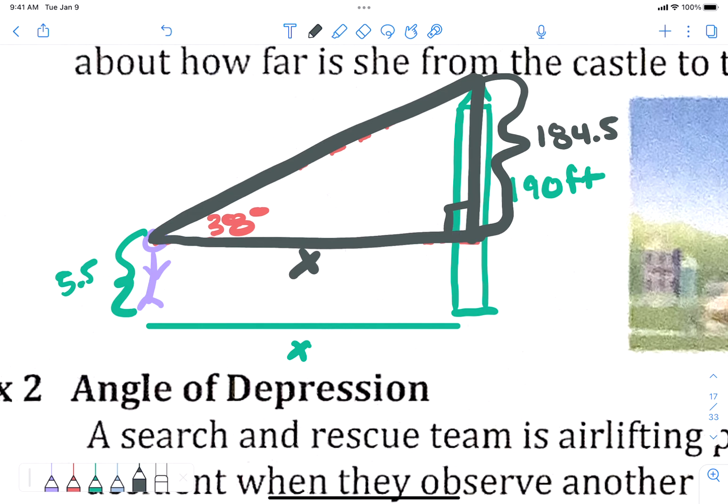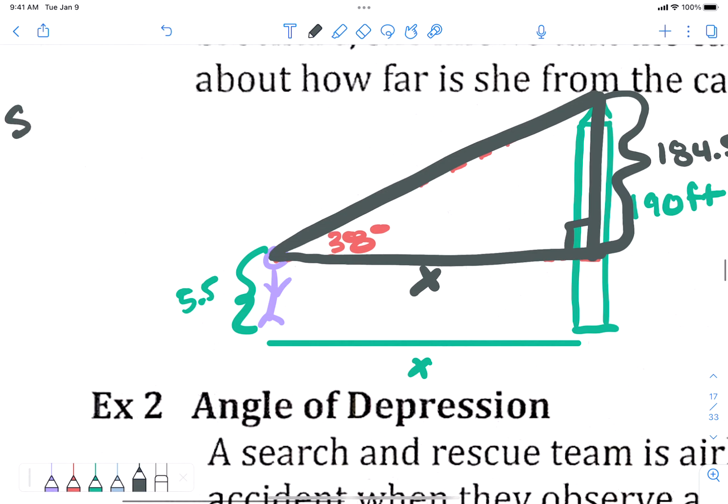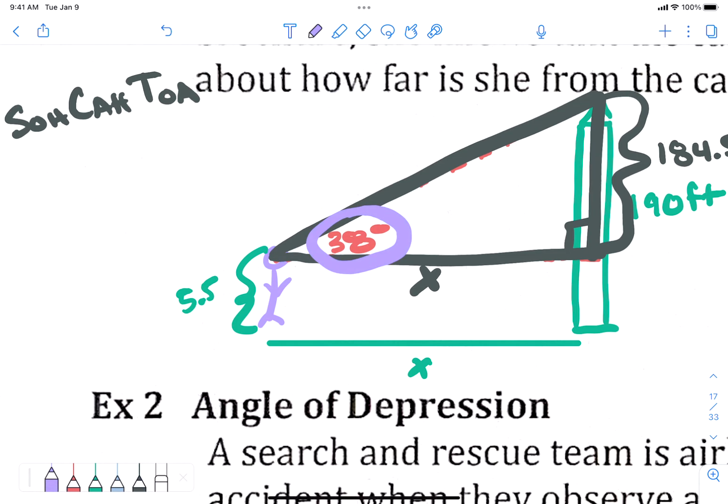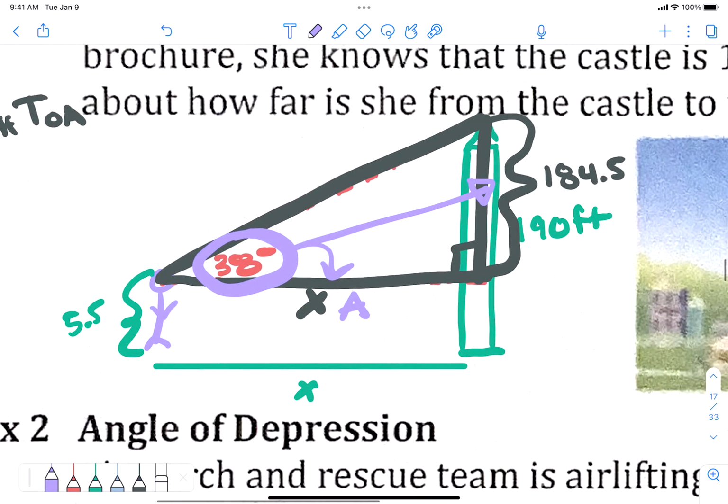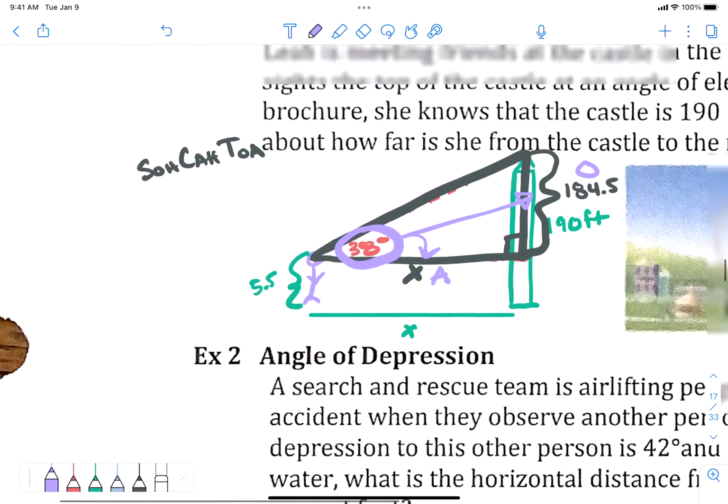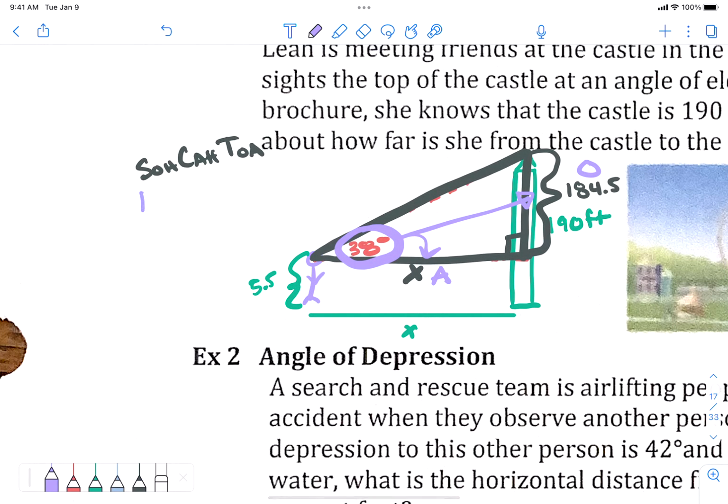Now we just use SOHCAHTOA. So we use one of the trig functions. If you need to write them out, SOHCAHTOA. Okay? We're using 38 degrees. That's my angle. What is x in relationship to 38? Adjacent. What about the 184.5? Opposite. So which trig function do you use? Tangent. Yep. Tangent, TOA. And we do tangent of 38 equals.